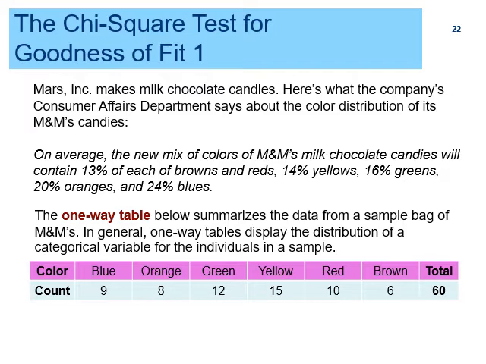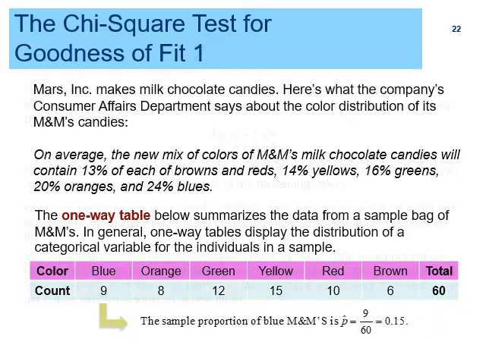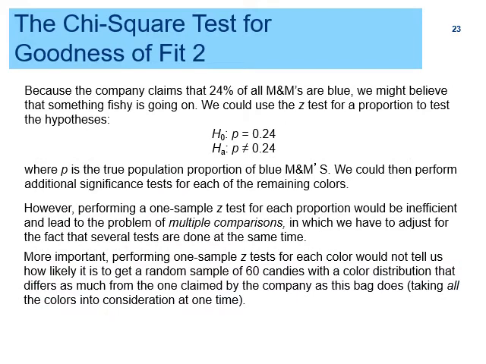And in general, a one-way table displays the distribution of a categorical variable for the individuals in a sample. So here we can see it totals to 60. Now it's saying that the proportion is 0.15. So for the null hypothesis, we are stating that 24% of all M&Ms are blue.